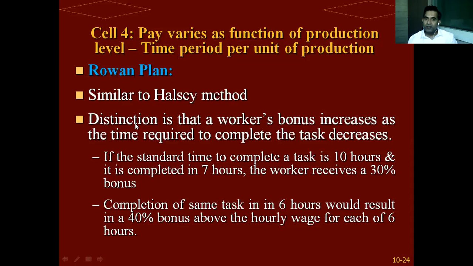Where it differs is that a worker's bonus increases as the time required to complete the task decreases. I repeat, the Rowan plan is similar to the Halsey 50-50 method, but it differs in that a worker's bonus increases as the time required to complete the task decreases. How? Let us see this small illustration.